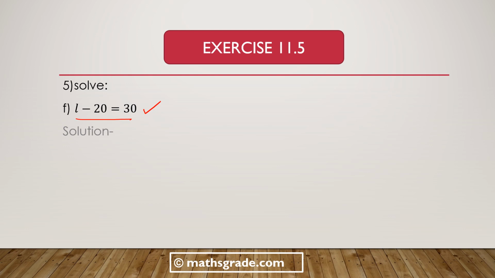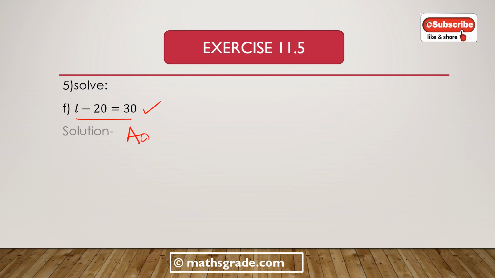Because we have to add 20 on the left hand side, we have to add 20 on the right hand side also to balance the equation. We know the reverse operation of subtraction is addition, and addition is the reverse operation of subtraction. Subtraction and addition are reverse operations. So we have to add 20 on the left hand side. Because we add 20 on the left hand side, we have to add 20 on the right hand side also, to balance the equation l minus 20.